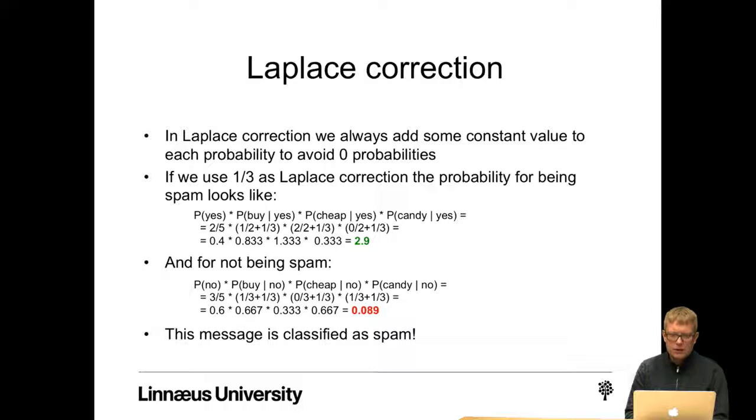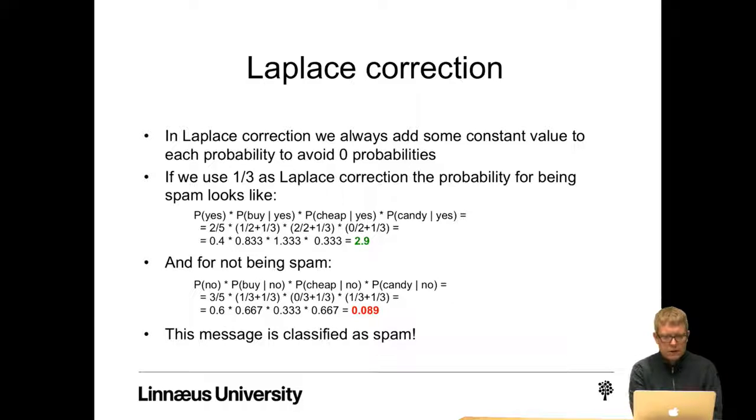In Laplace correction, we always add some constant value to each probability to avoid 0 probabilities. A common way is to use 1 as Laplace correction to the probability for being spam. It looks in this case like probability of yes multiplied by probability of buy given yes, probability of cheap given yes, probability of candy given yes. 2/5, we don't apply any constant to the first class category because we always have some examples in both our categories or all our categories.